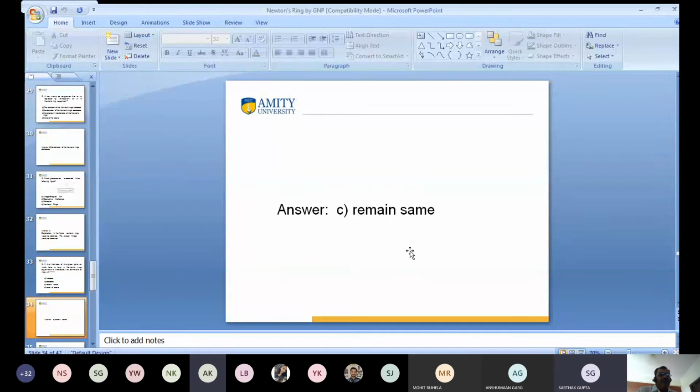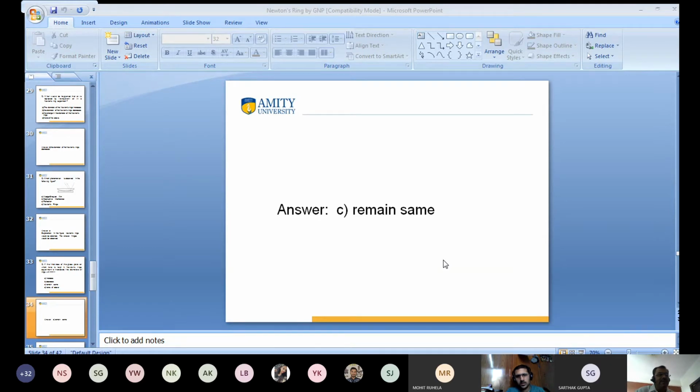So it will remain the same. There is no effect. Clear? No, there is no effect. Please tell the formula again. You know, the reflection is from the upper and lower parts of the air film. There is no role of the glass plate.